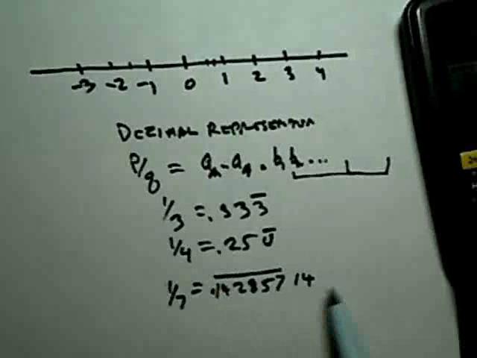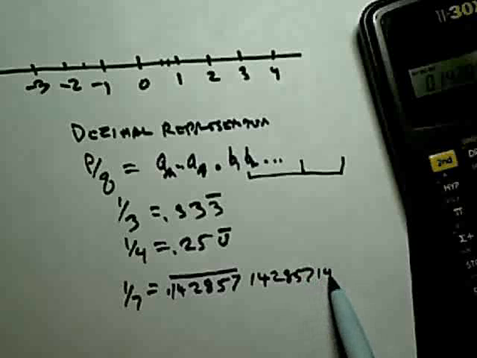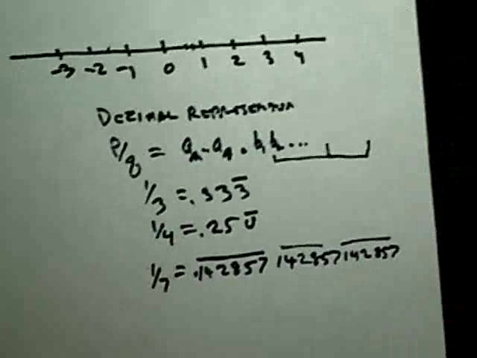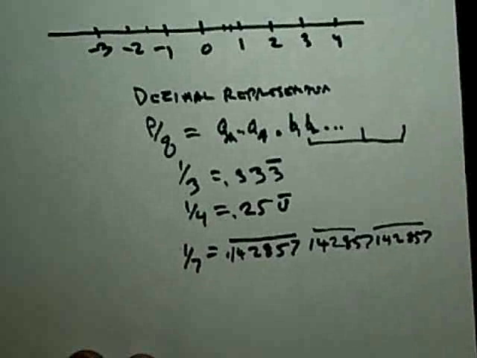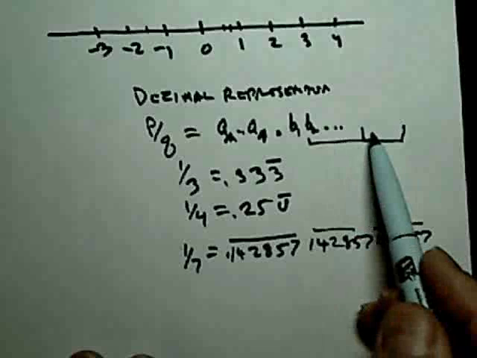The next 4 will be 1 2 8 5 7. The next 4 will be 1 4 2 8 5 7. If you go on, this will just keep repeating forever. And that's what 1/7 does. And any rational number will do that. It'll have some sequence of digits that then repeat and repeat and repeat.